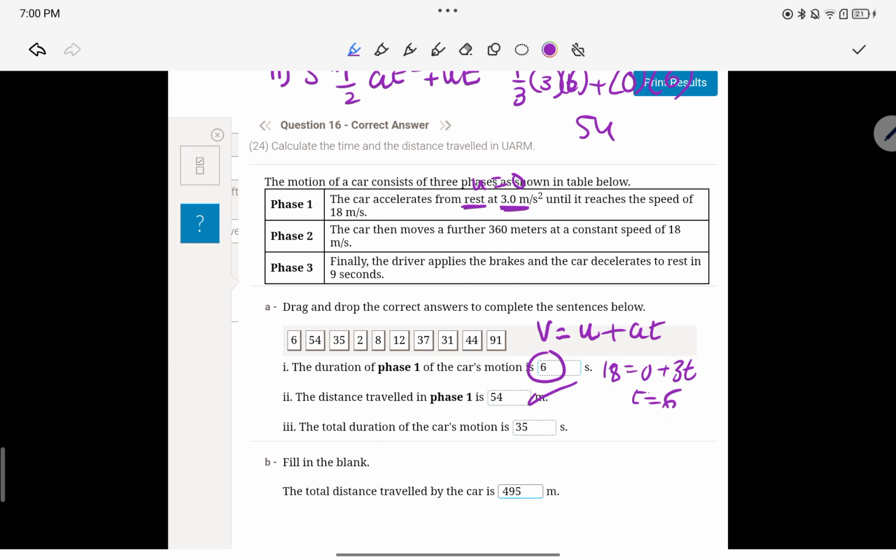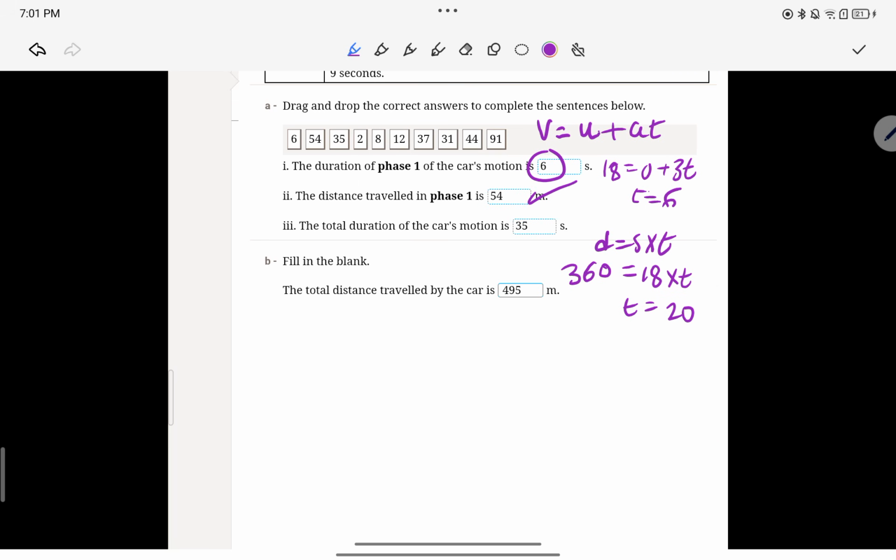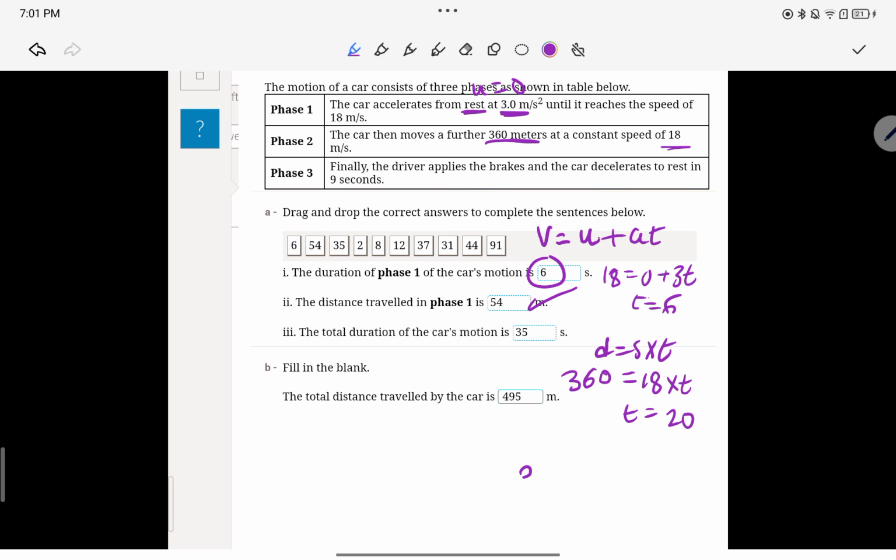Now the total duration of the car's motion. We have to calculate the second phase. The second phase is distance equals speed times time. The distance here is 360, and the speed is 18 times the time. Time is equal to 20. Now we add all of them together. The time for the first one is 6, plus the second one is 20, the third one is 9 seconds. So plus 9, it will be 35.